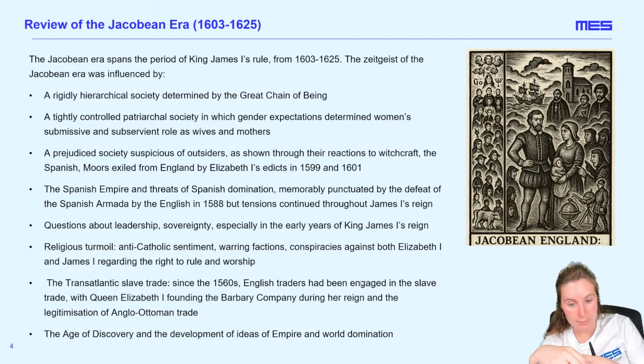Then Queen Elizabeth I founded the Barbary Company during her reign, and also legitimised Anglo-Ottoman trade. One of the consequences of the 1600 visit of diplomats from the Ottoman Empire to Queen Elizabeth I's court was that they agreed to a trade negotiation that included the buying and selling of enslaved people. That was not necessarily codified as legal or illegal at the time, but it definitely was happening de facto.